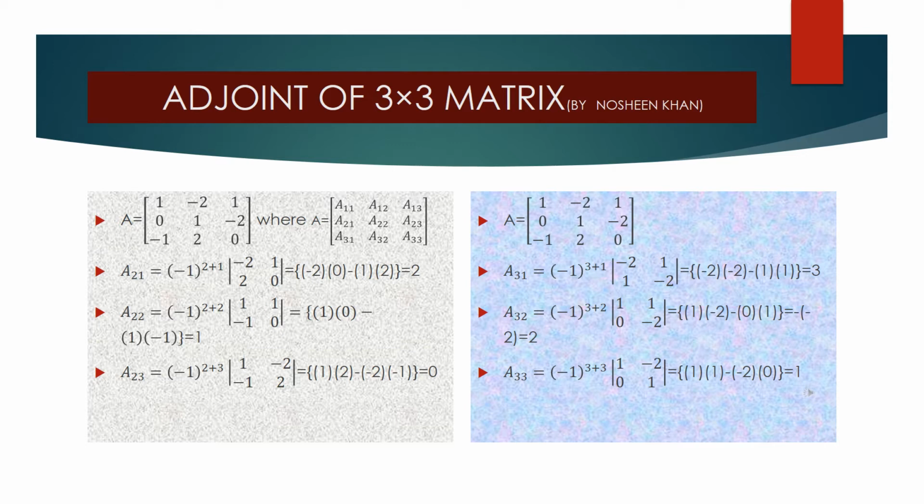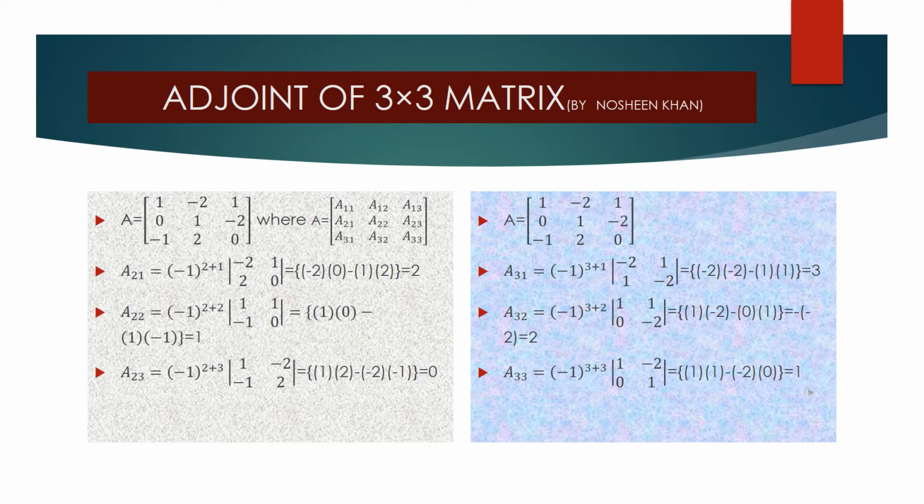Then the next cofactor is A31, and the subscript is 3 1, so minus 1 power 3 plus 1, and A31 exists in the first column and third row, so neglect all these values. The remaining values are minus 2 1 1 minus 2. Open it by the 2 cross 2 determinant method, so minus 2 multiplied by minus 2 and minus 1 multiplied by 1. After solving, it will give you 3.